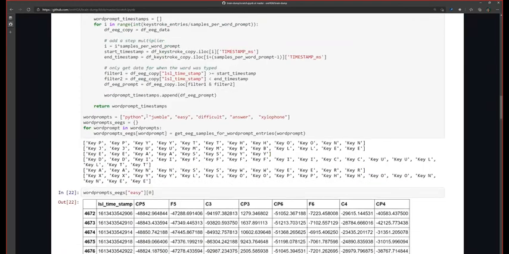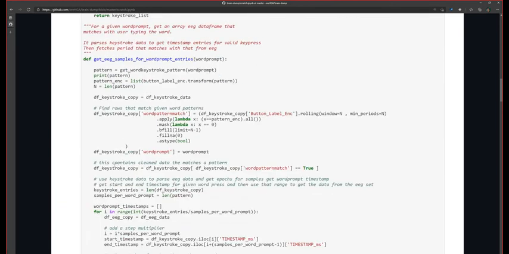So for Python, jumble, easy, difficult, answer, xylophone, these words were picked at random. In reality, you may actually want the words to be more methodologically chosen, because how the brain thinks about words really differs in the context of the sentence they are used in. But essentially, now that I have this pattern, I went ahead and filtered that and gave me the data that actually matches with it. And what you're seeing over here is the code that does that.